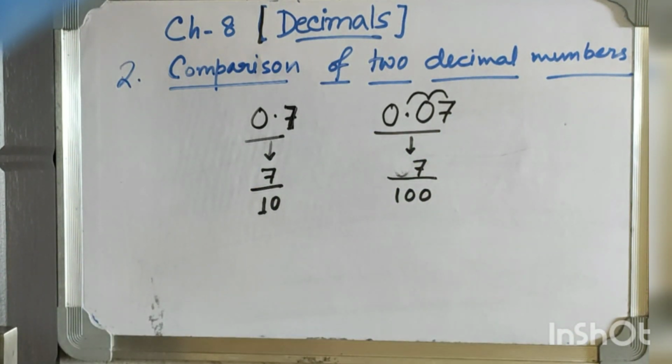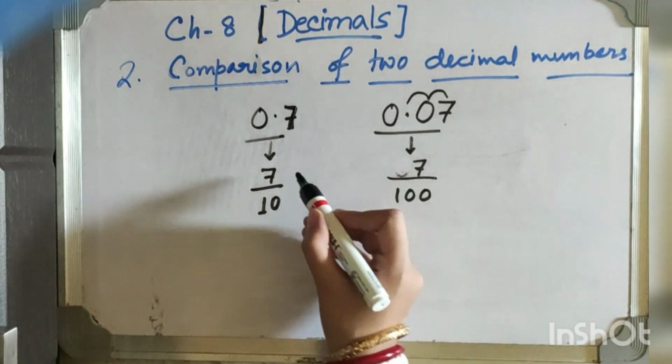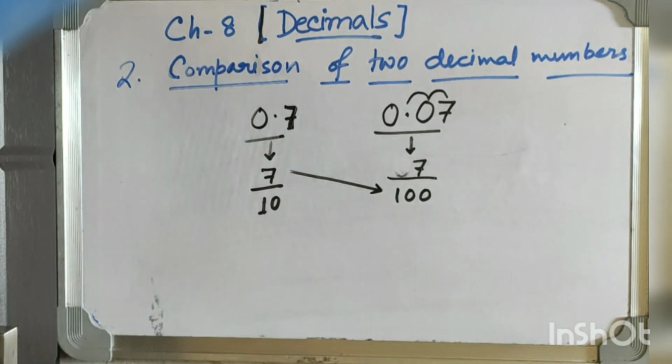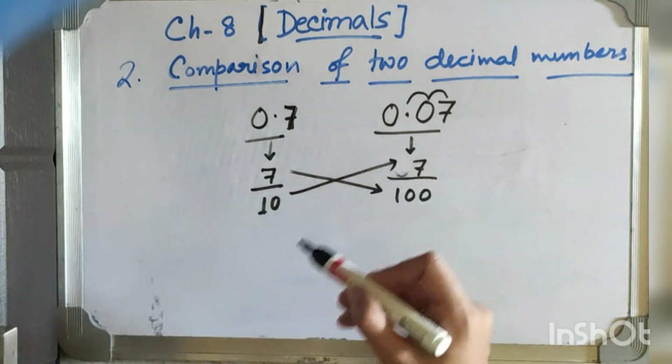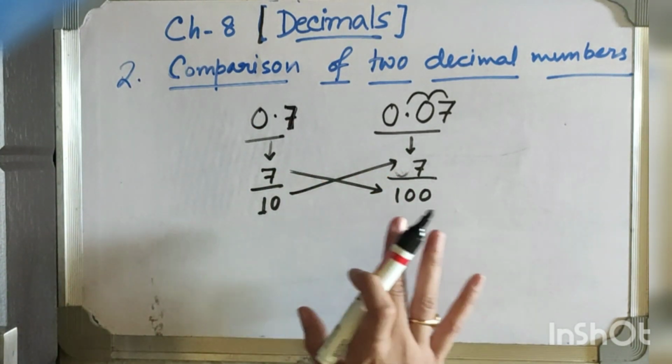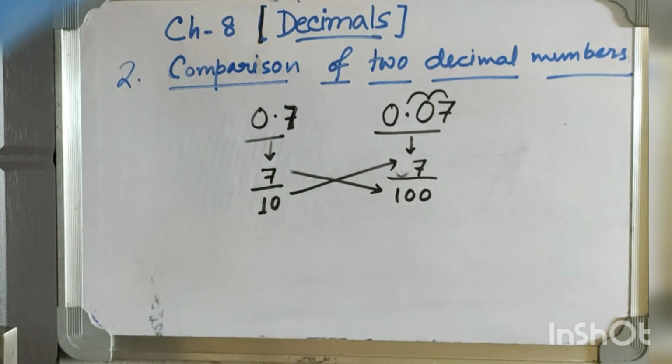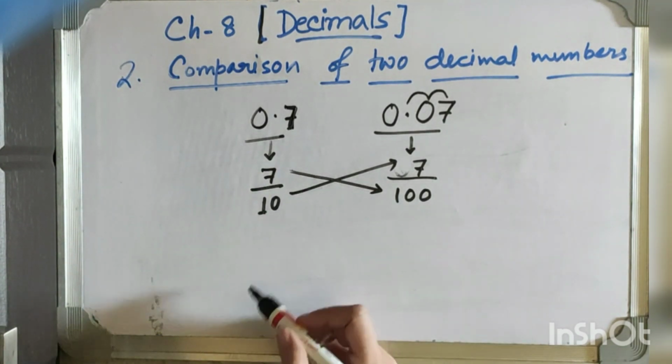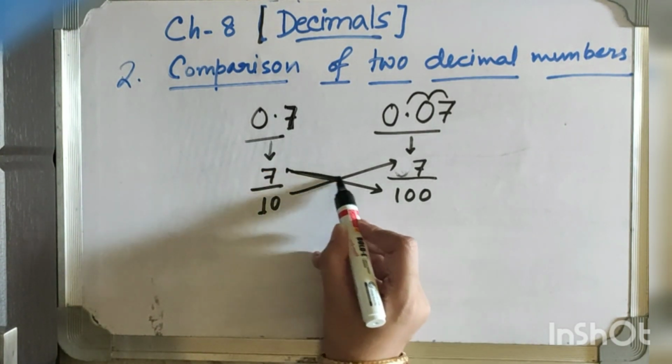So how to check which one is the bigger one? I hope all of you have learned the comparison of two fractions. Now we have got the decimal numbers in their fractional form. Okay. So how to do? We will cross multiply this. So let's do. From here we will start and here we will finish.